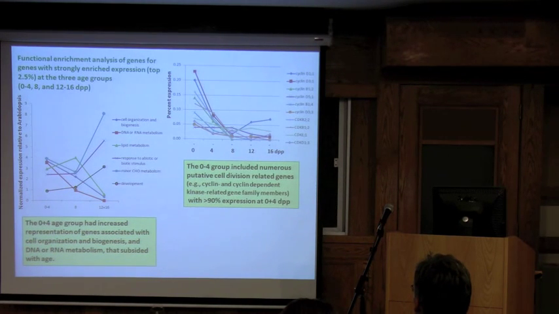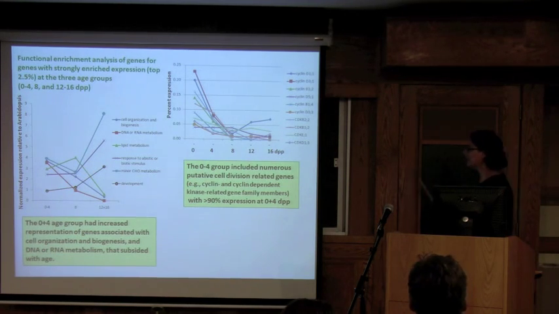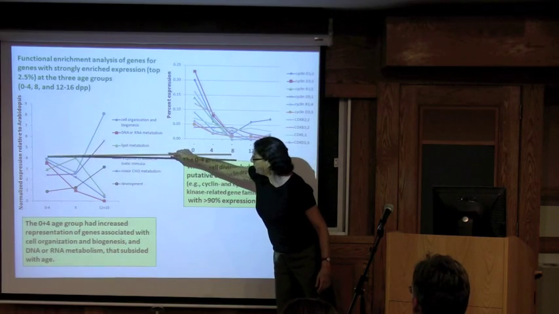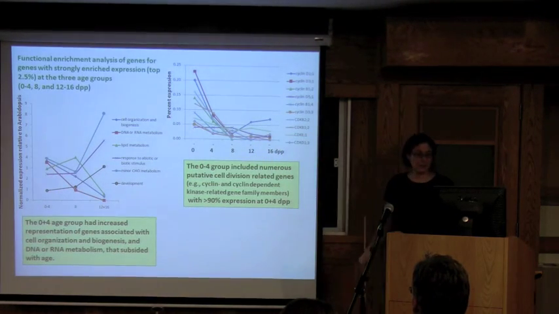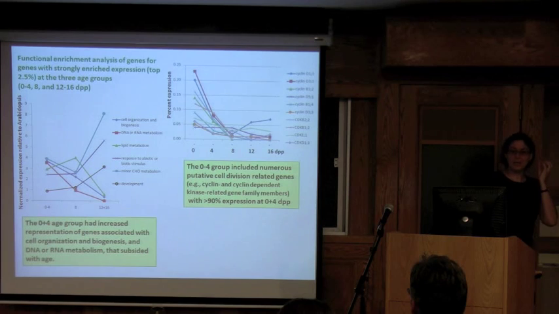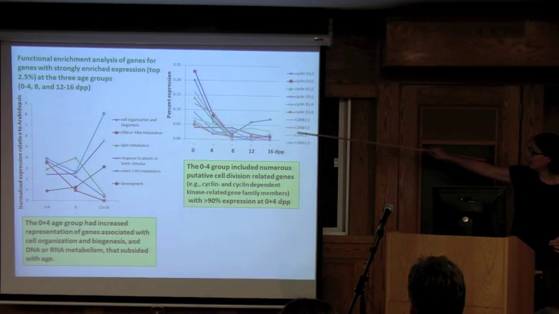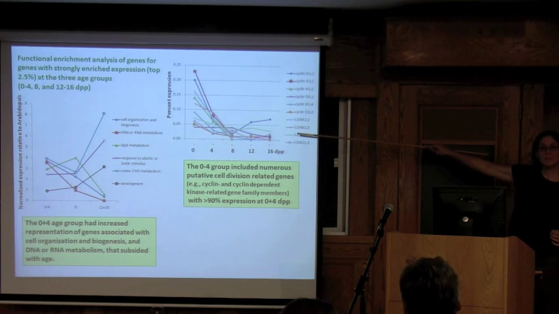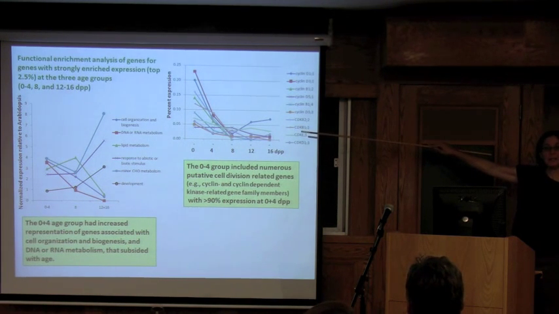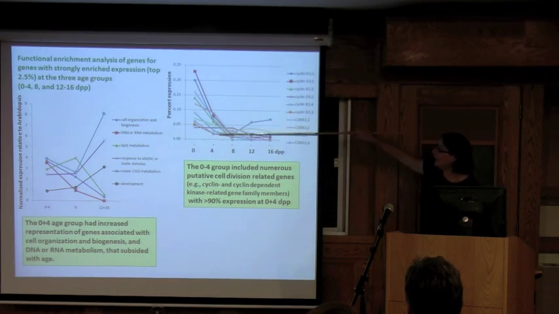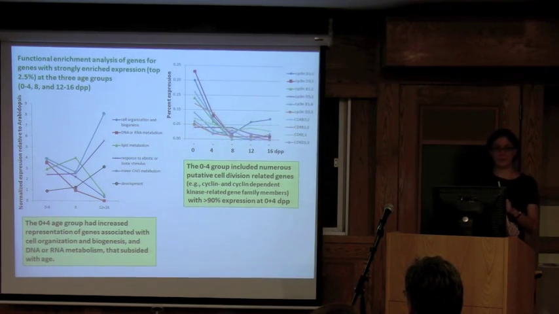When we perform functional analysis, we see different kinds of genes showing enhancement at the different age groups. So, for example, at 0 and 4 days, we see an increase, as we saw earlier, with cell organogenesis, biogenesis, DNA and RNA metabolism. And here's an example. What we're looking at is several putative cell division-related genes, cyclin and cyclin-dependent kinases. We see very high expression at 0 and 4, and then essentially no expression after that.